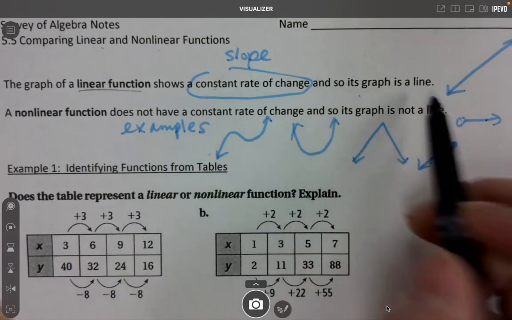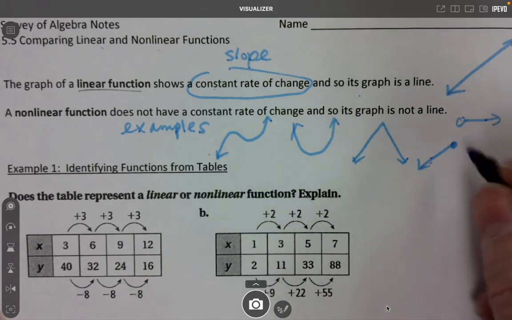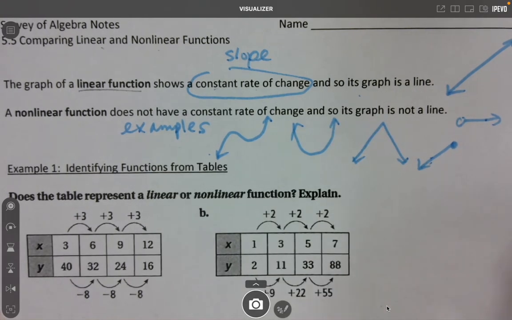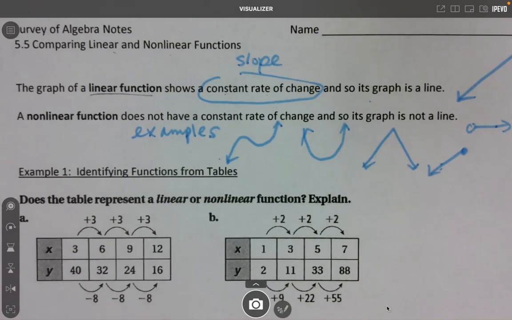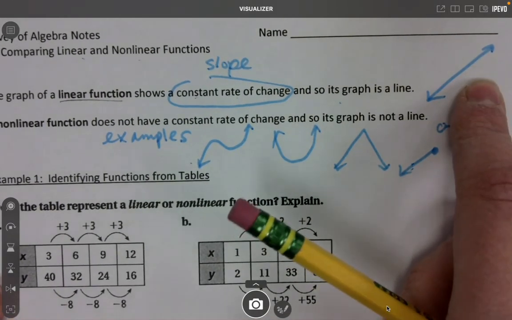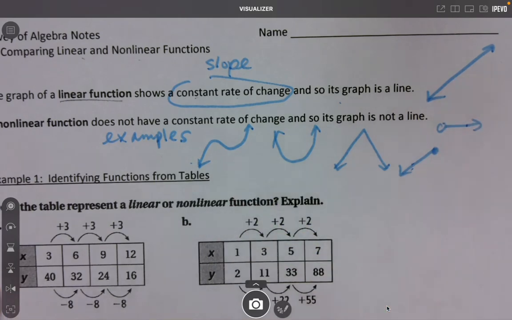But it's not just one line with a constant rate of change all the way through. I can't just go up 1/2 and keep making a line. So lots of different examples of nonlinear functions. Up until now, we've just been dealing with lines all the time. I don't want you to get this idea that that's what graphs always look like.